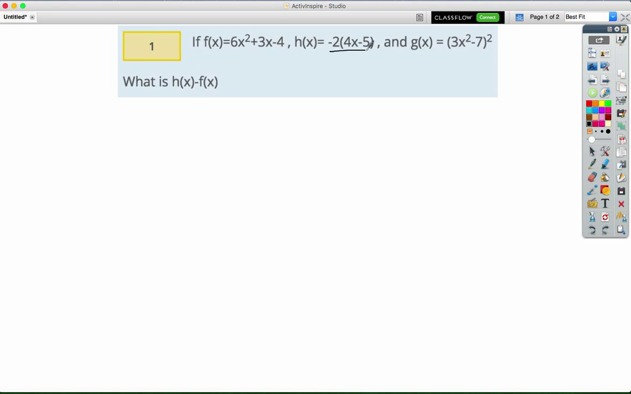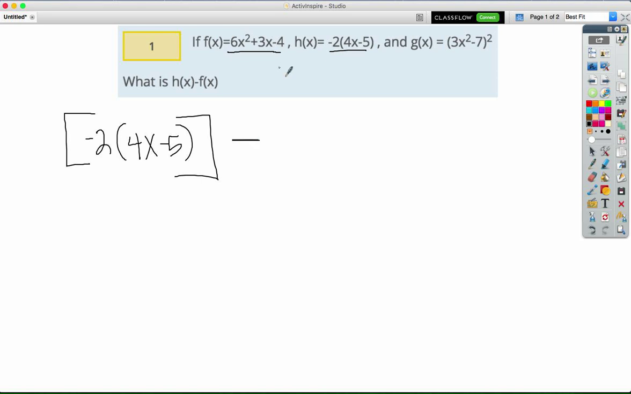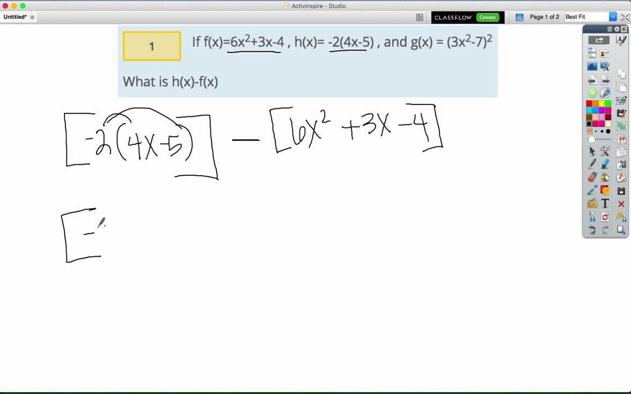So looking through, I've got h of x and I've got f of x. So I'm going to set it up based upon those. h of x is negative 2 times 4x minus 5, minus f of x, which is 6x squared plus 3x minus 4. The second one, there's nothing else I could do, but the first function I could go ahead and distribute and clean that up first. And we have negative 8x plus 10 minus 6x squared plus 3x minus 4.